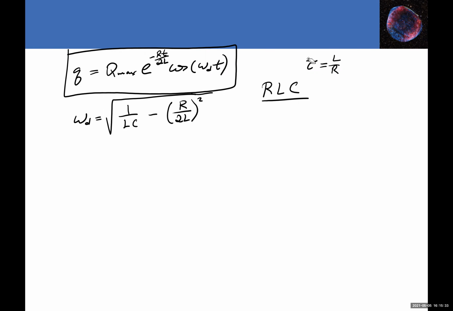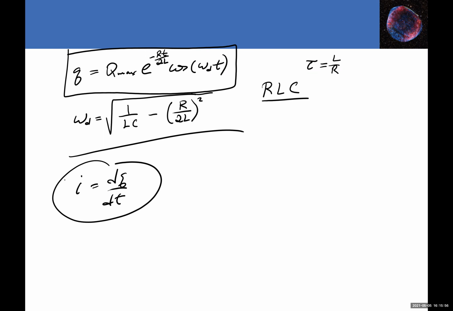Okay, that means now we have the equation, and in a way, we can also look at it in terms of the current by taking the derivative of this one. You can write I is going to be dq dt. So you can also look at it in terms of that. Current also undergoes damped harmonic oscillations. Okay.